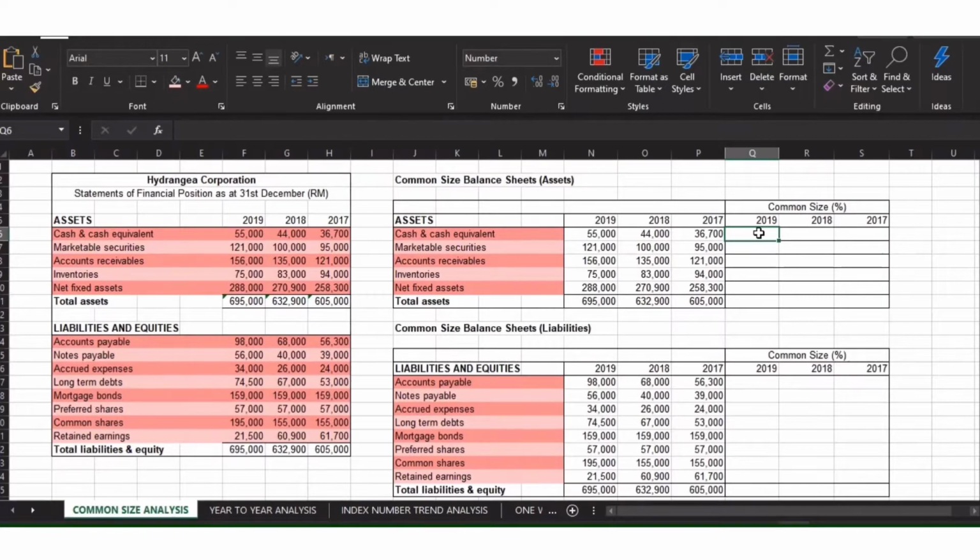The first analysis is common size analysis. Equal, and then the amount of cash and equivalent for 2019 divided by total asset for 2019, and then you will have to multiply by 100. You will get the answer. Then you will have to practice.